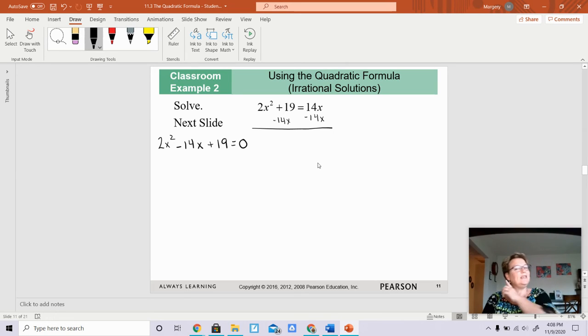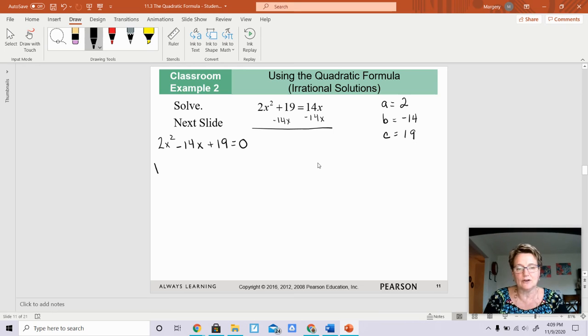So the first thing you always ask yourself, what is a? What is b? And what is c? The a is the number in front of the x squared. The b is the number in front of the x. And the c is just the constant. That's 19. Again, have your formula on your desk so you know where everything is.